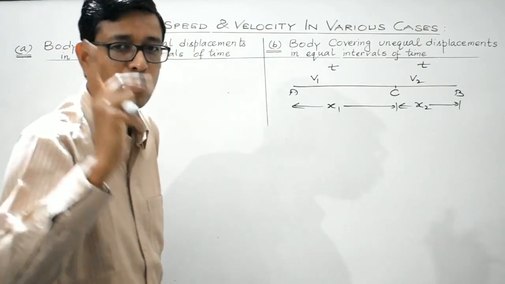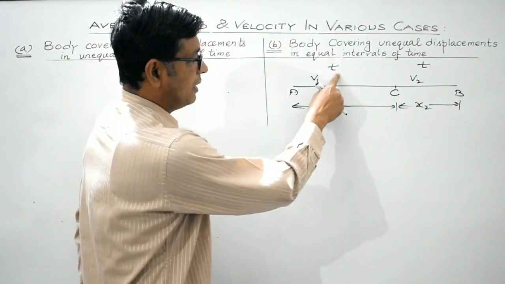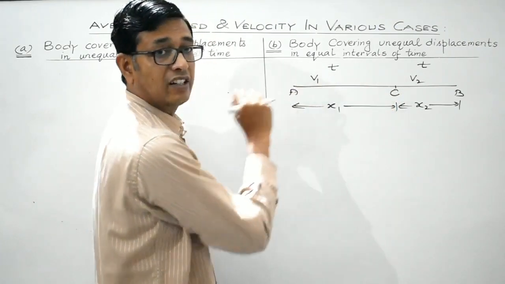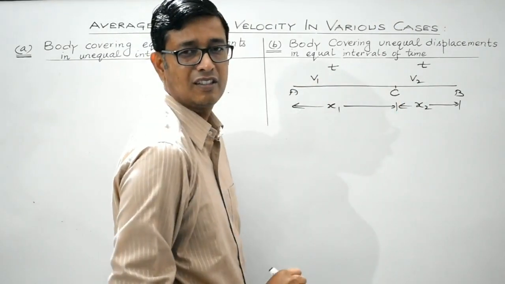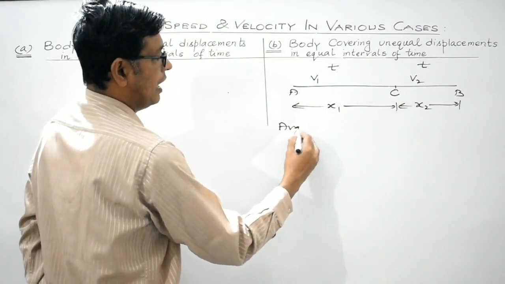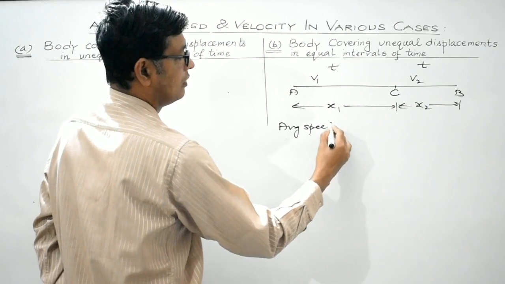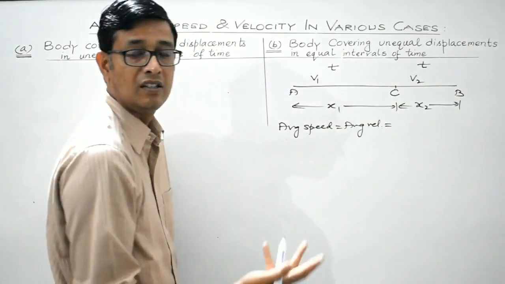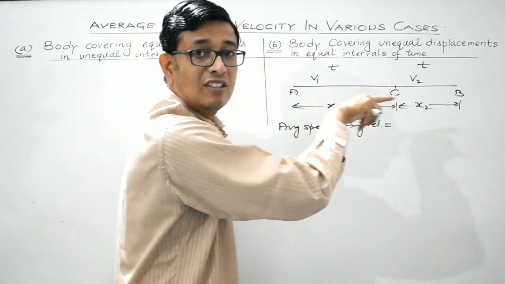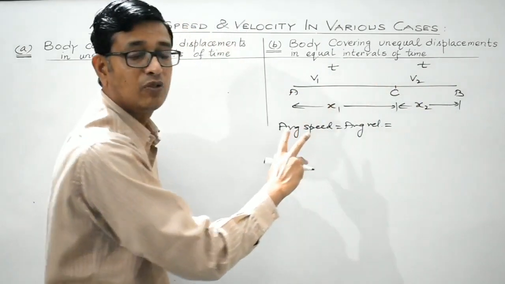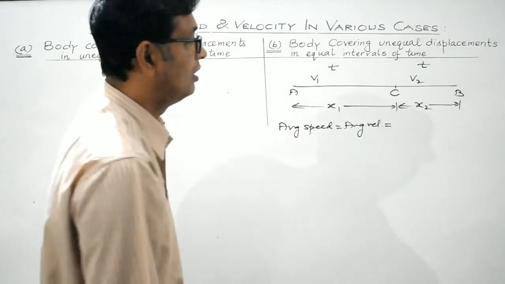Now make use of your common sense. Obviously, in the same time, in this case the body is covering larger distance. So its speed would be greater than that of this one, isn't it? Anyway, coming back. Here, average speed would be equal to average velocity. Why? Because the body is moving along a straight path. Distance is equal to displacement. Therefore, average speed would be equal to average velocity.